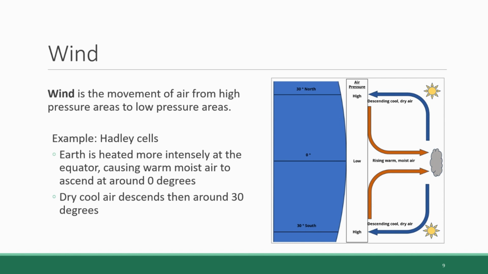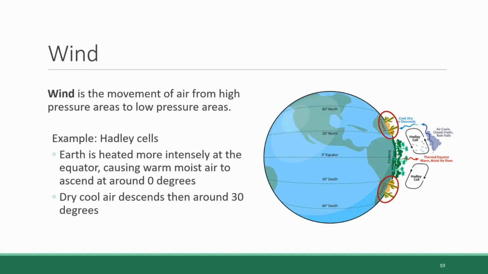And this influx of dry air at 30 degrees north and south of the equator contributes to a pattern that we see globally where deserts are more likely to occur at 30 degrees north or south. But we'll talk more about that when we get into biomes and deserts.